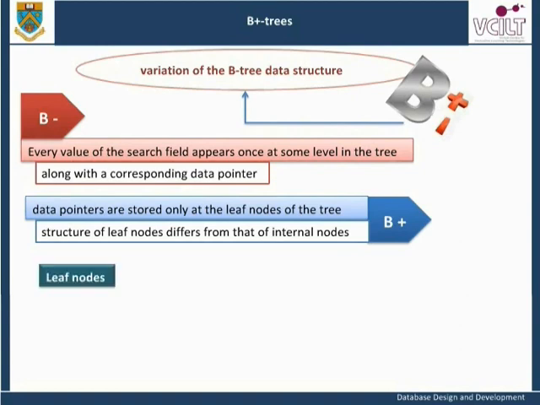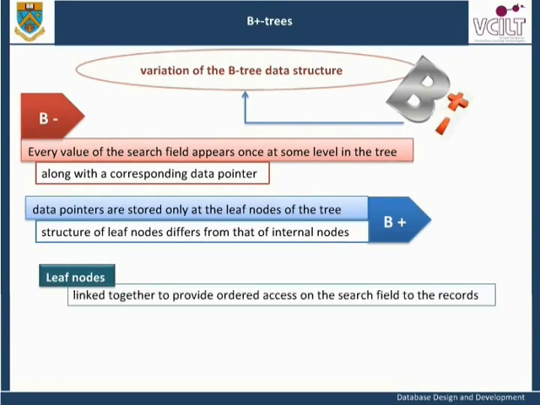The leaf nodes of a B+ tree are usually linked together to provide ordered access on the search field to the records. These leaf nodes are similar to the first level of the multilevel index. Internal nodes correspond to the other levels of the multilevel index. Some search field values from the leaf nodes are duplicated in the internal nodes to guide the search.